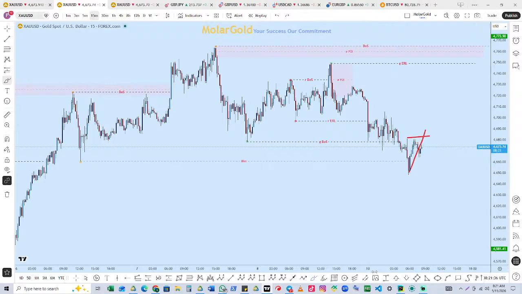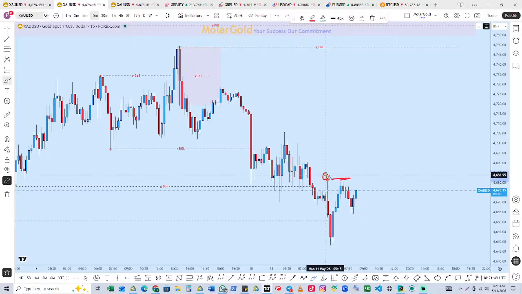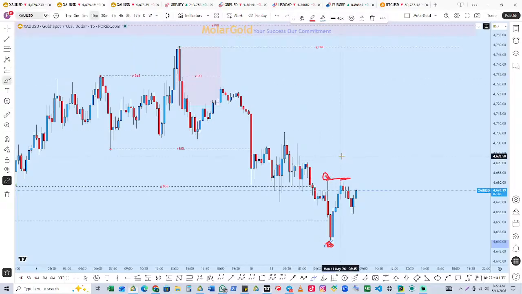So that's basically it. Guys, just keep your eyes open. Once we take out this high, let me make it bigger, this very high, we confirm this swing low. And that gives us the assurance to start planning for our buys.